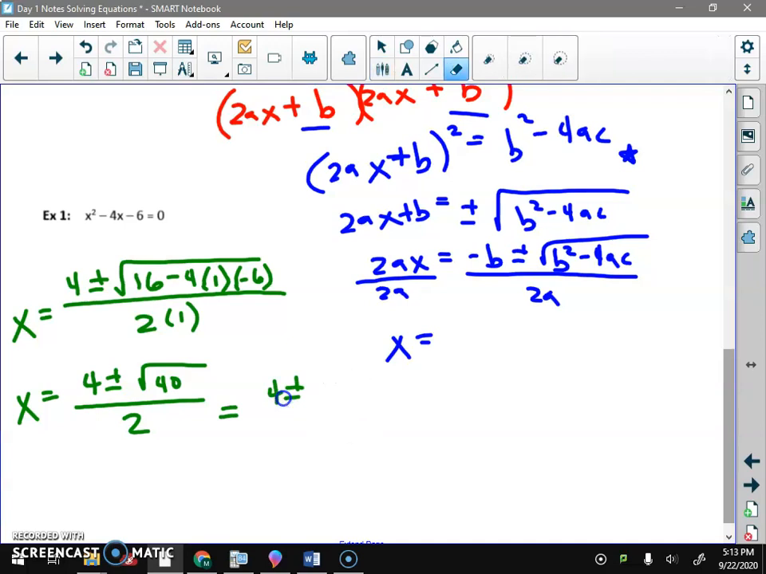What can I do with the radical 40? 4 and 10, square root of 4, out of the house. 2 radical 10 all over 2. What do I do here? You guys called it triangulate or something like that. You had to divide both by 2.